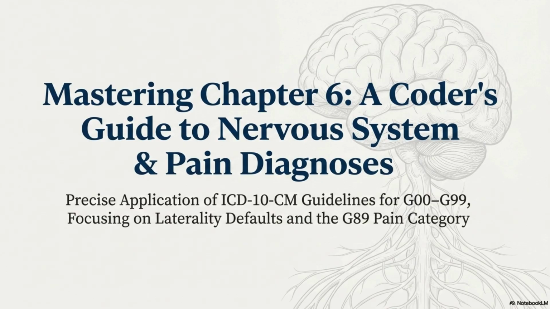Today, we're covering ICD-10-CM Chapter 6, Diseases of the Nervous System, codes G00 through G99, with key guidelines and real-world coding considerations. Disclosure: This content is for educational purposes only. Always follow official ICD-10-CM guidelines and organizational policies.